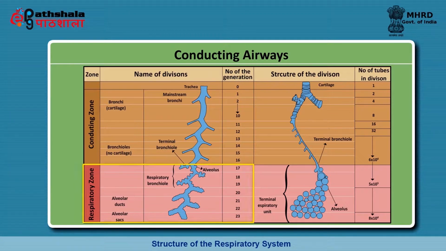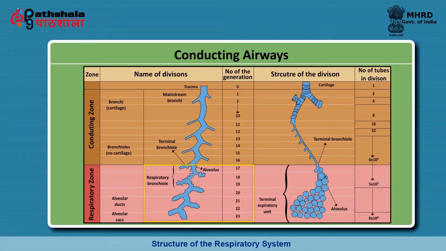The next region we have to see about is the respiratory zone. As I told you earlier, the airway tree has two distinct regions, the conducting zone and the respiratory zone. From the figure, you can see that the last 7 generations of airways form the respiratory zone and are the site for gaseous exchange. This zone is formed by the respiratory bronchioles, alveolar ducts and the actual alveoli.